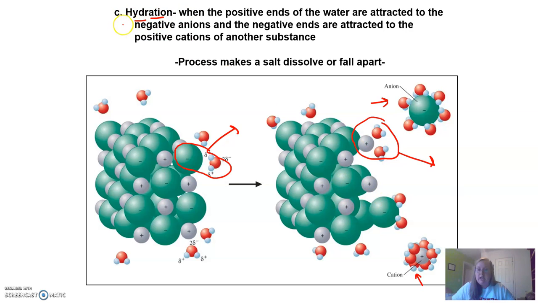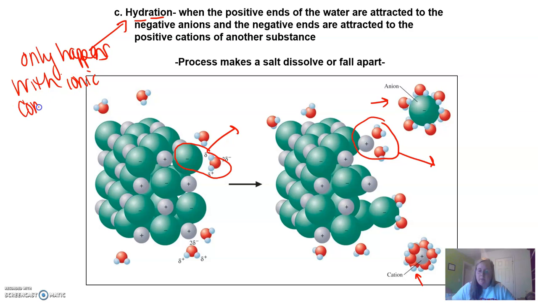Now, I've mentioned it a few times, but just remember that this only happens in ionic compounds. And the reason for that is because covalent or molecular compounds don't have ions. So there can't be this positive and negative attraction that happens with hydration.